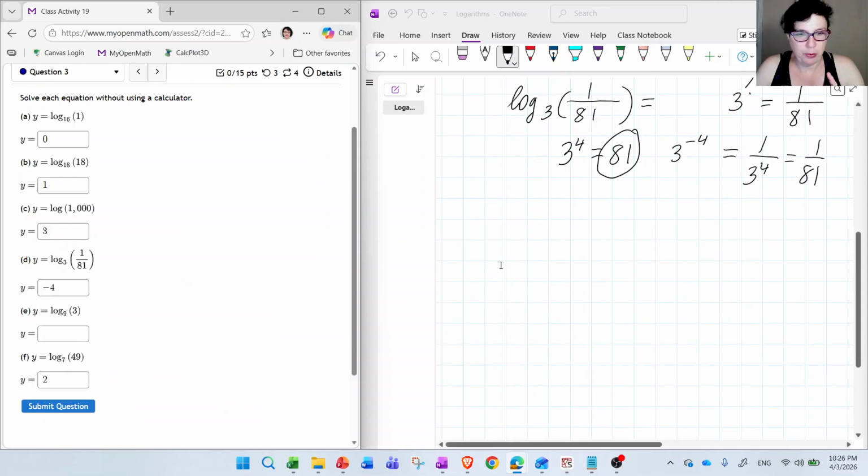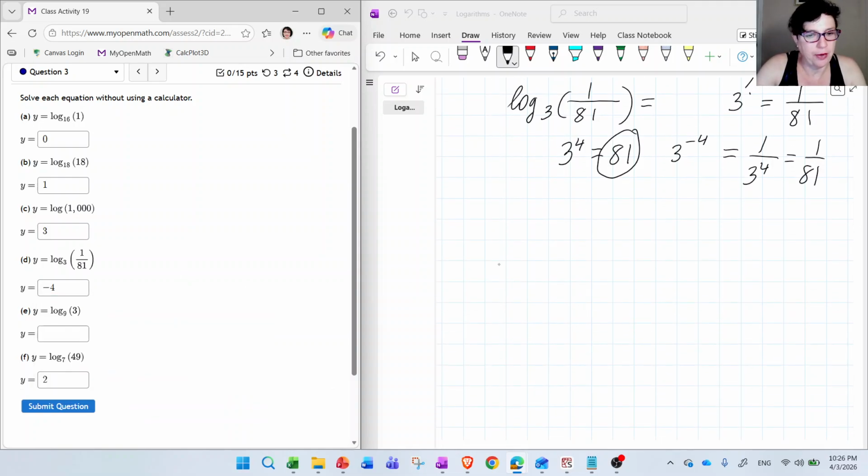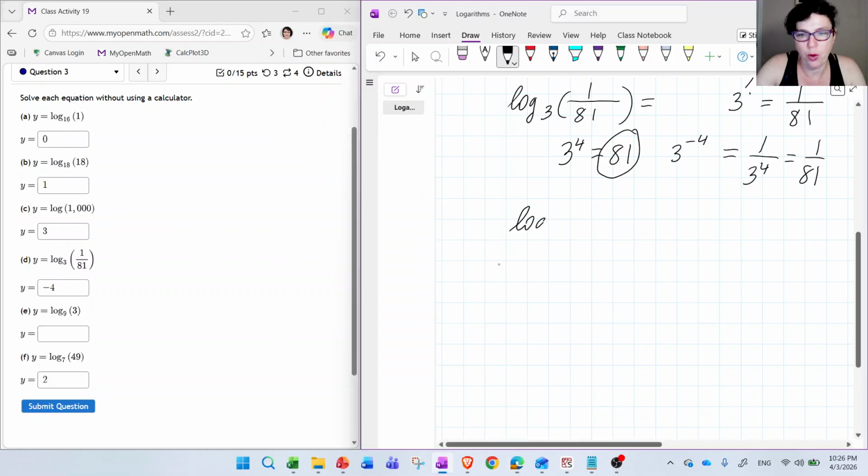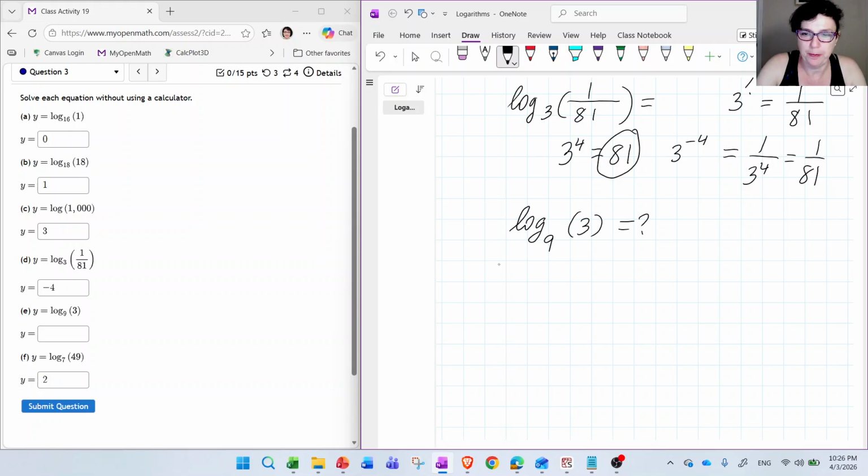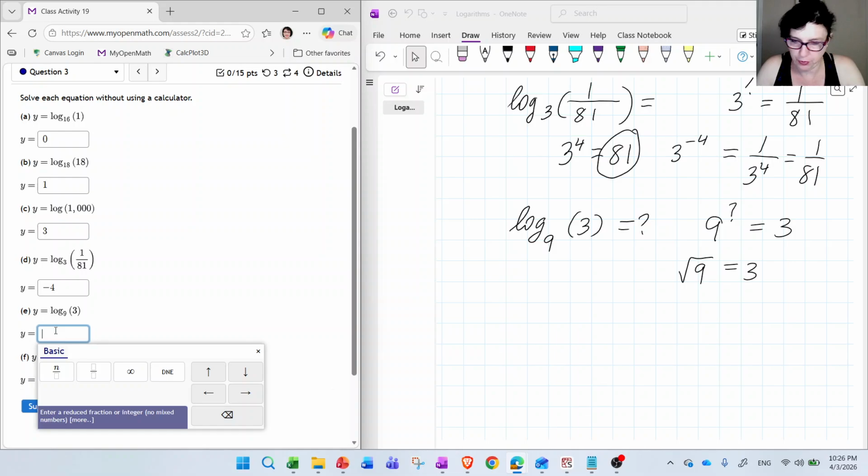Okay, the last one before we do the calculator stuff is we're asking, log of 3 with base 9, what would that be? So this is going to be 9 to what power equals 3? You can say, well, I know that the square root of 9 equals 3, and you would be right, but square root is what power? Here you need to know that square root is actually power 1/2. So that means that this answer is going to be 1/2.